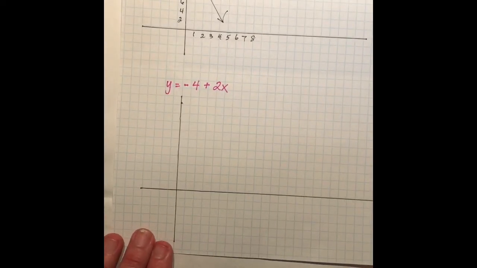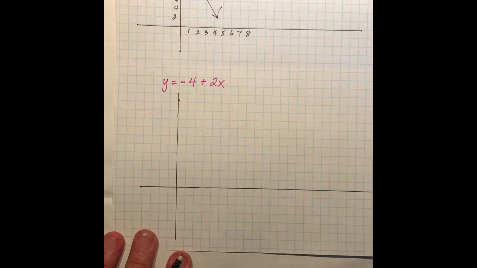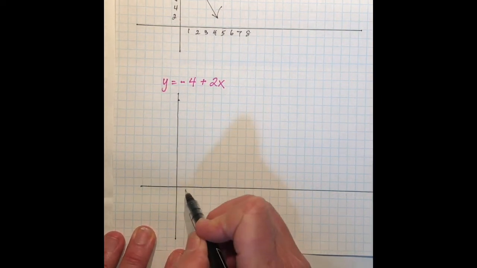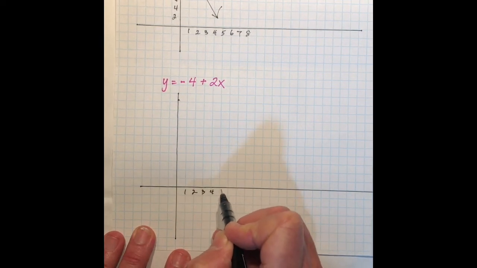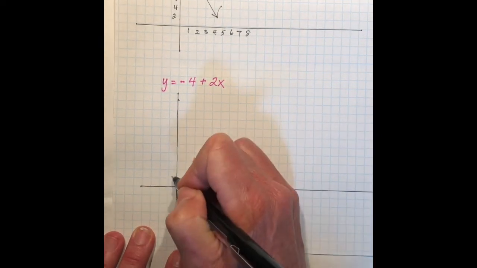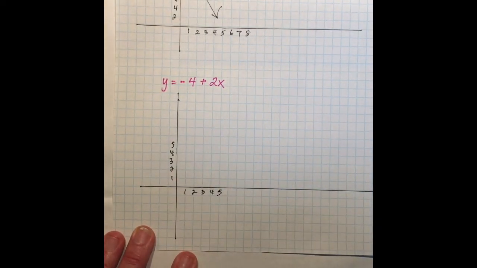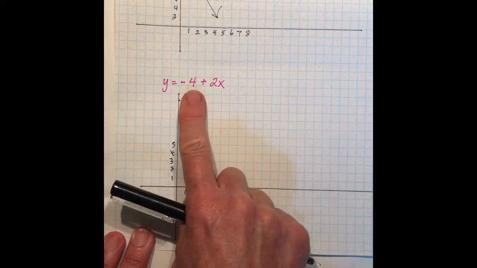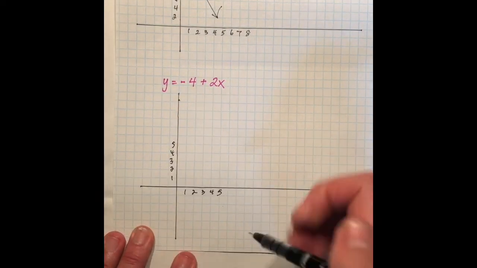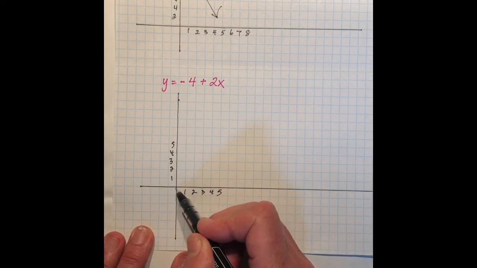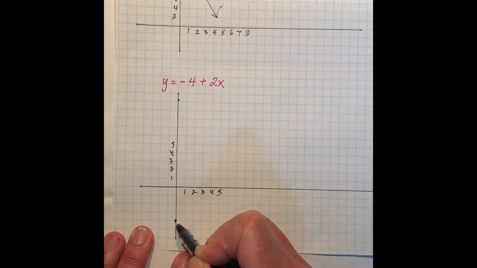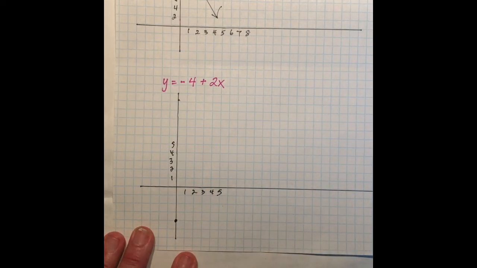All right, last sample. So y equals -4 plus 2x. 1, 2, 3, 4, 5, and so on. 1, 2, 3, 4, 5, and so on. What's my starting point? What's my y-intercept? It's -4. So I'm going down to -4. 1, 2, 3, 4. I have a y-intercept of -4.